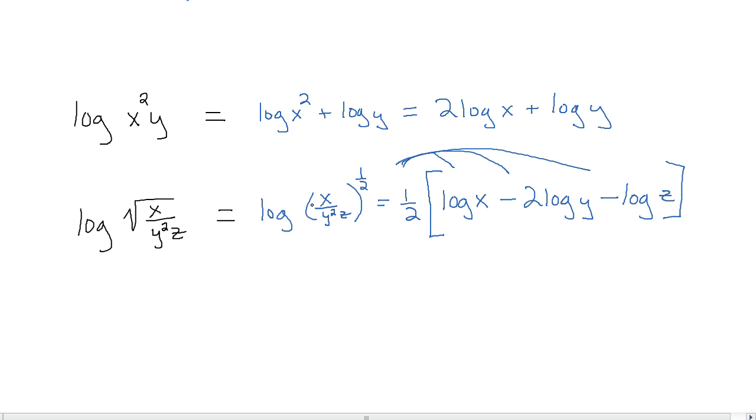Just remember that anything that's being multiplied in the denominator will be subtracted when you expand it. Anything that's being multiplied in the numerator will be added. And any exponent that's on the entire quantity, including if you have a fractional exponent, it will be pulled down front. Okay, now let's go the other way.